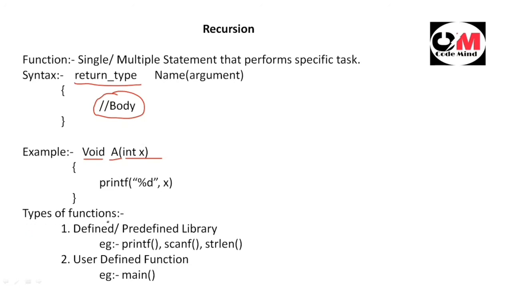So, types of function. There are two types of function: the predefined function or library function, and the user defined function. Predefined functions are already defined in the language, like printf, scanf and strlen. There are many other functions also which are already defined in the language. A user defined function is defined by the user. For example, main. Everyone has a big confusion whether the main function is a user defined function or a predefined function. So remember one point, that the main function is a user defined function.